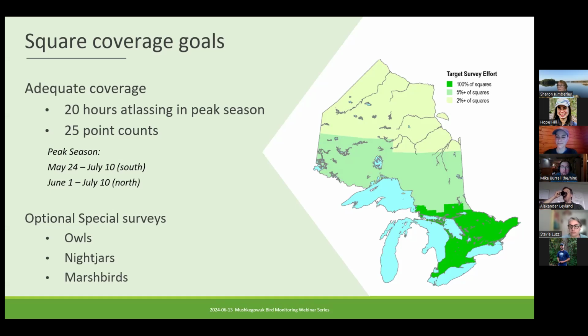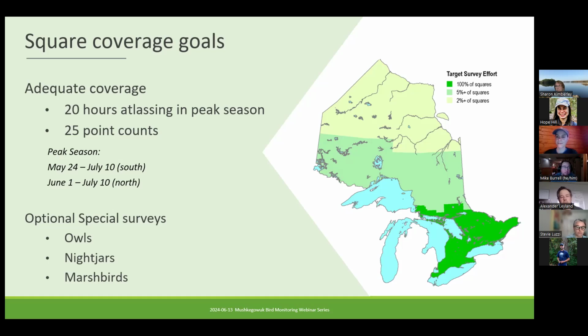And when we say we want a square covered, our goal is to get 20 hours of effort during the peak season. So that peak season varies slightly depending on where you are. In the south, it starts a week earlier on May 24th, and it starts June 1st in the north. And in both sections of the province, our peak season that we've defined goes till July 10th. So we want those 20 hours. So that's spread over 5 years of the atlas.